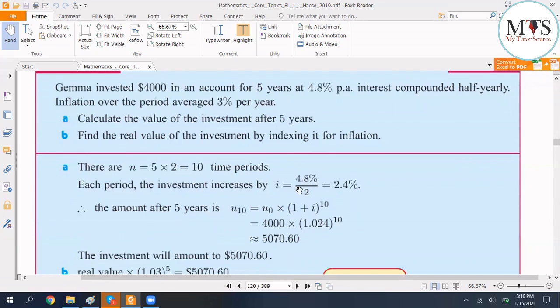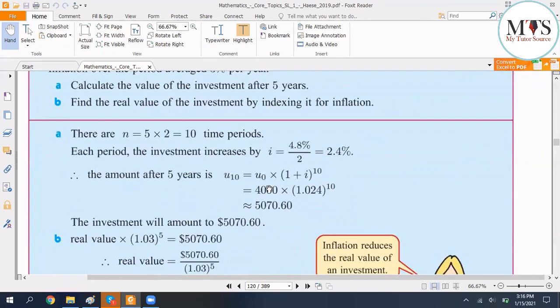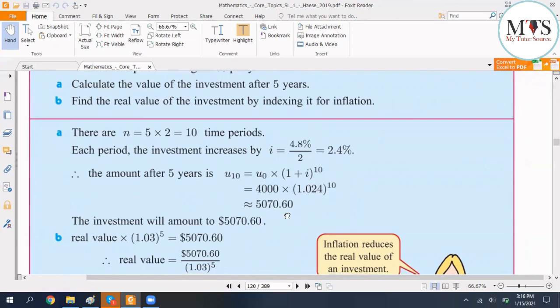And as for the interest rate, it's 4.8% divided by 2 because it's compounded half yearly. So we divide it by 2. The formula is the same as we discussed earlier: U0 times 1 plus i raised to the power 10. 1 plus the interest rate, which is the inflation rate, which is 0.024. And then you solve it as it is.